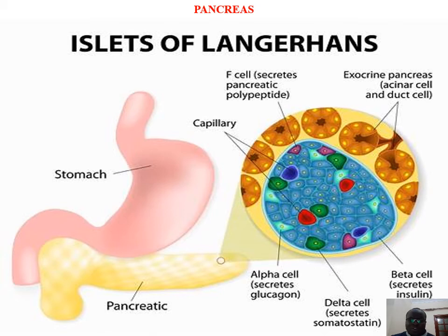This is the anatomical structure of the pancreas, the islets of Langerhans. So we have different types of cells. The F cells or the PP cells are the ones that produce pancreatic polypeptide. The alpha cells produce glucagon. The delta cells produce somatostatin. The beta cells, which are the majority, 60% of the islets of Langerhans, produce insulin, and they also produce amylin.